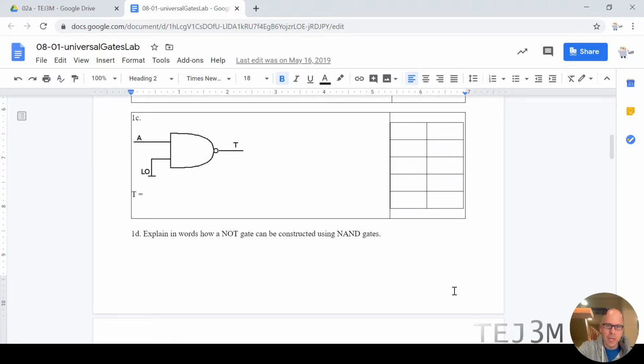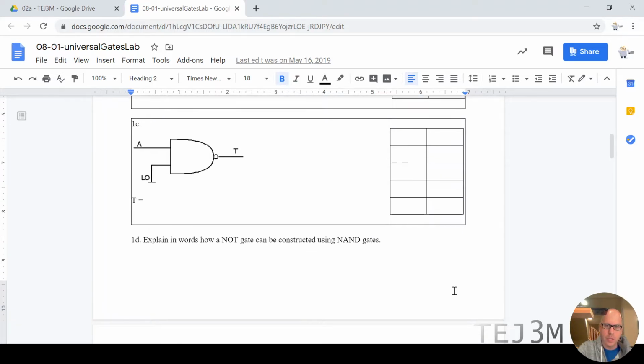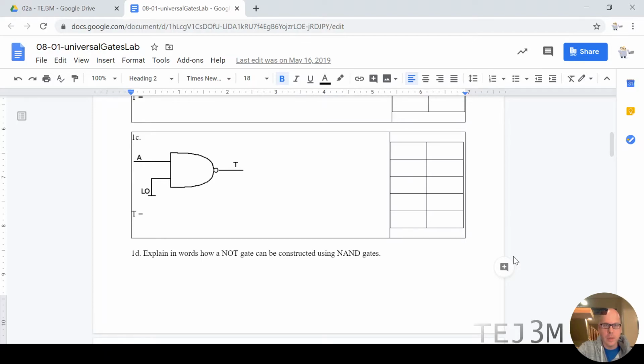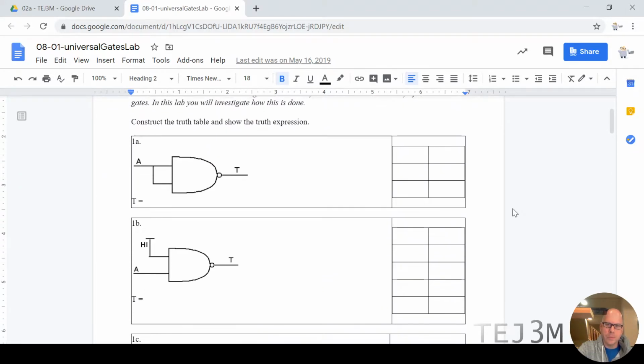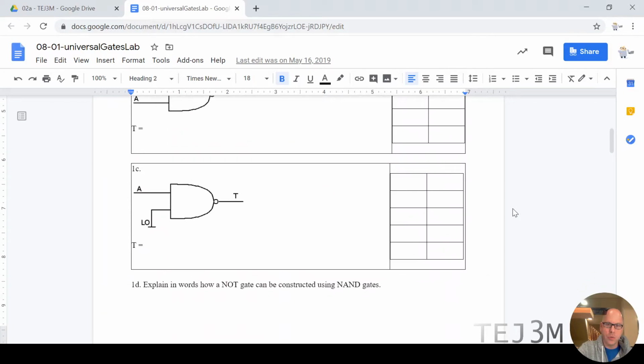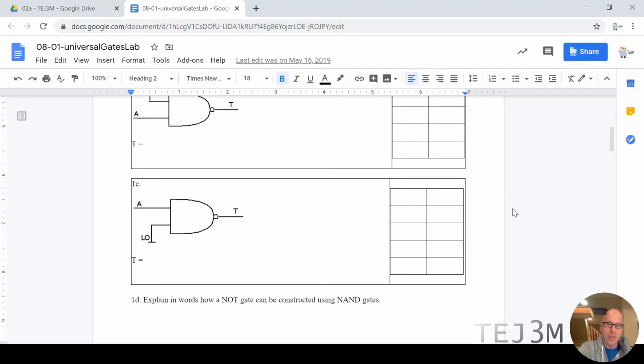1D says explain in words how a NOT gate can be constructed using NAND gates. Just as a hint, what you'll do here is you'll look at what you did in 1A, B, and 1C, and you'll examine your truth tables. And you'll see if one of those matches up with the truth table for a NOT gate. If it does, well, there's your answer. That's the circuit that can be used to emulate a NOT gate using only NAND gates.